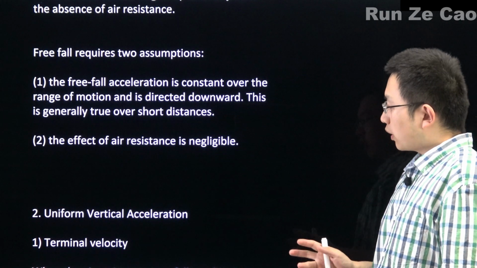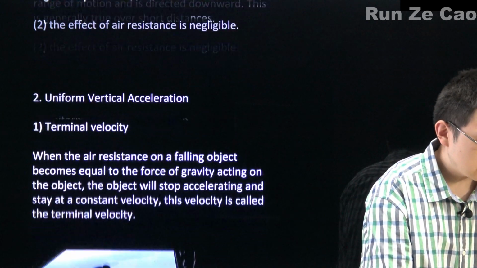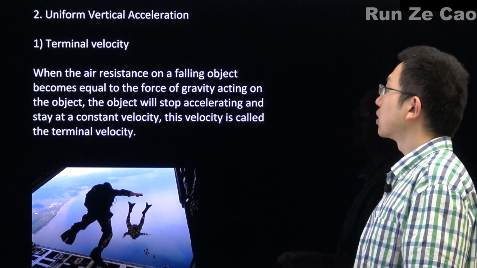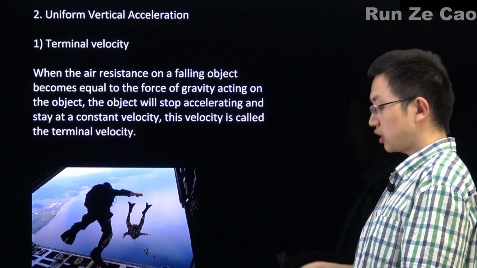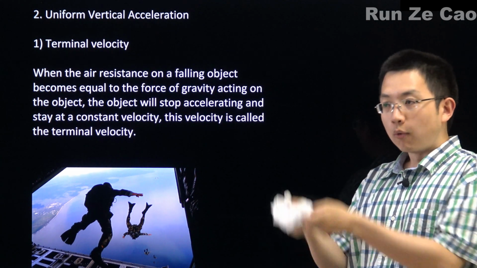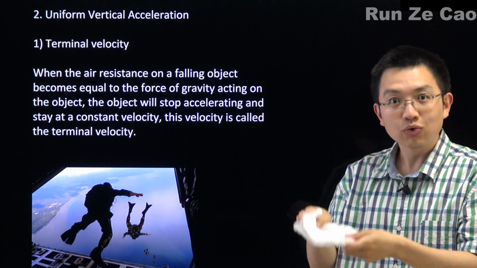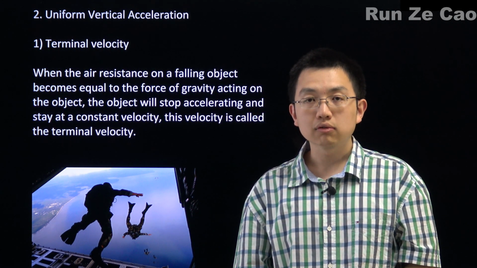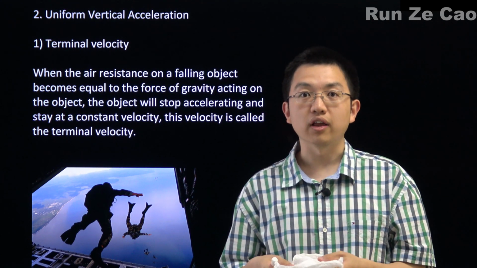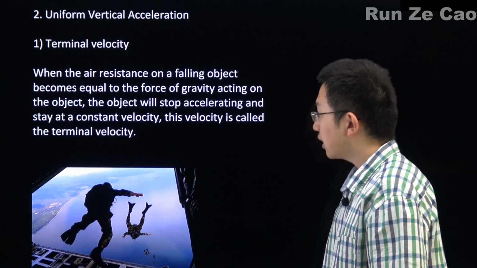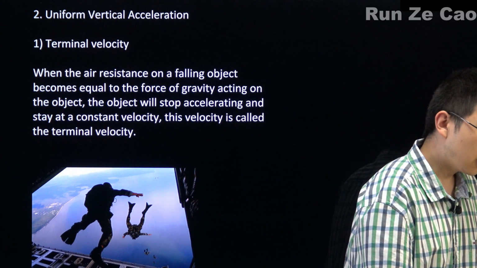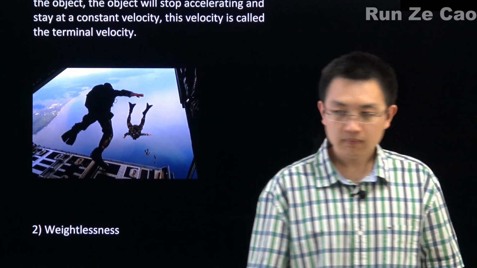Now, uniform vertical acceleration in reality doesn't work, because objects eventually, as they get faster and faster, have more and more air smashing into the bottom side of the object, and that gives a force on it. The force of air resistance will eventually equal the force of gravity, and the object stops accelerating and stays at a constant velocity. This is called terminal velocity.